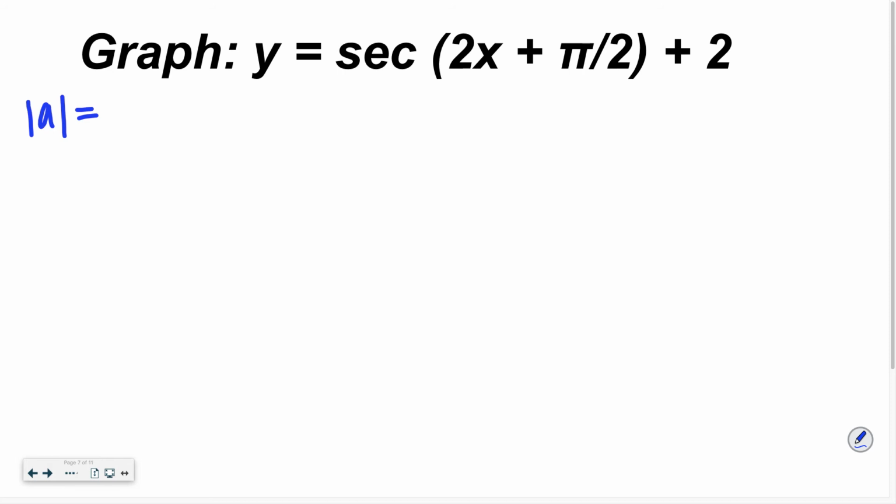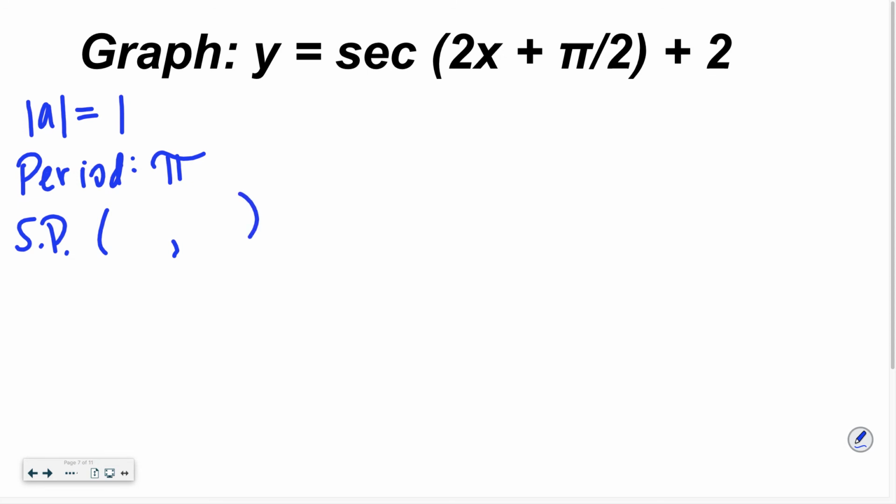All right, our A value is 1. The period. Jack, what do we get for the period? Pi. 2 pi divided by b, 2 pi divided by 2, we get a period of pi. Okay. This one's a little bit more exciting, isn't it? Okay. Our starting point. Gracie, what's the x coordinate for our starting point? Negative pi.